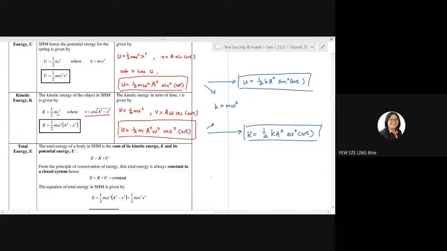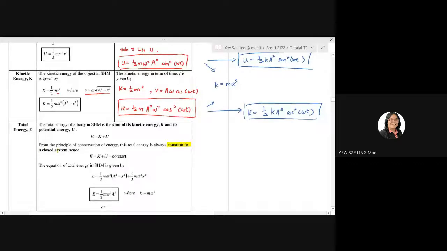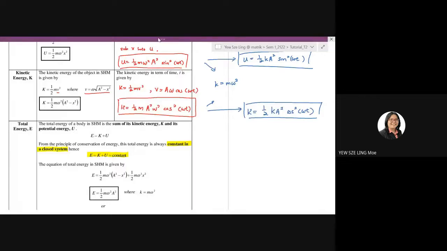So the last part is the total energy. Basically, you just add them up. Again, the idea is the same as conservation of energy, where the total energy is always conserved, always constant in a closed system, where E equals K plus U equals a constant value.